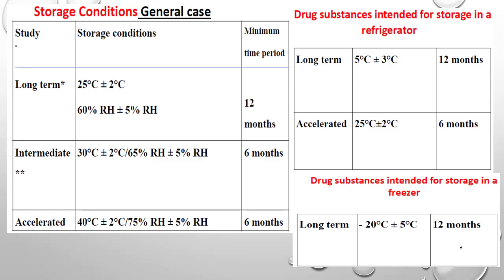Whenever we are intending storage in the refrigerator for the long term, that is for 12 months, we need to keep it at a temperature of 5 degrees centigrade plus minus 3 degrees, whereas in case of accelerated, we are going to keep it at 25 degrees plus minus 2 degrees centigrade for the 6 months. Whenever you are going to store the drug in the freezer for the long term, that is 12 months, we need to keep it at minus 20 degrees centigrade plus minus 5 degrees centigrade. So this is all about the storage conditions of your drug substance in the general case, refrigerator and the freezer.